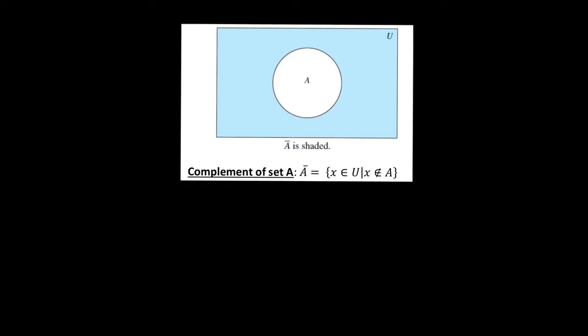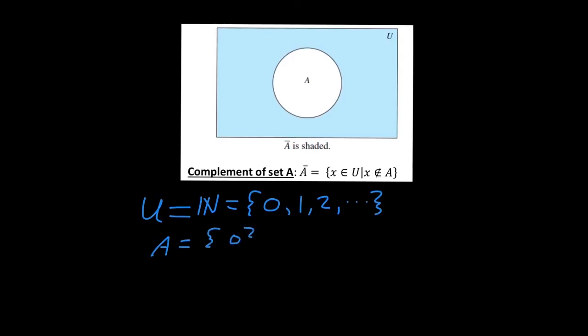So here's an example. Let me take my universal set to be, let's be a little bit more sophisticated this time. Let's take the universal set to be the natural numbers. Okay, so that is the set that includes 0, 1, 2, and so on. And then I'll take A to be the set 0, the set that just has the single element 0.